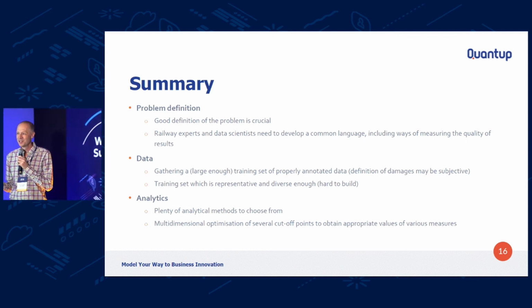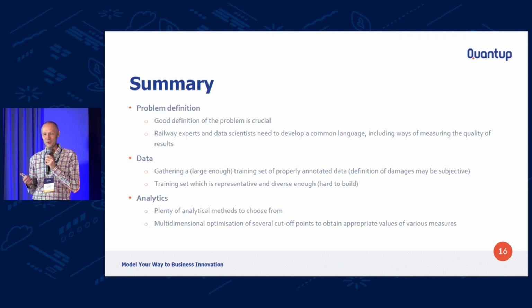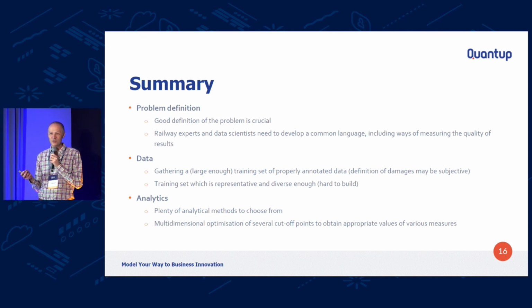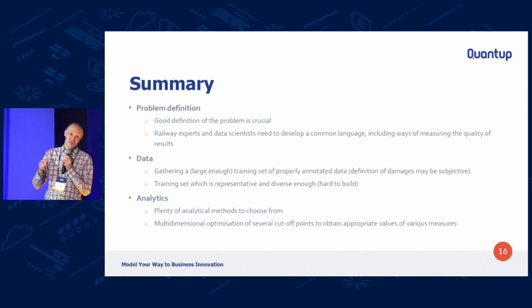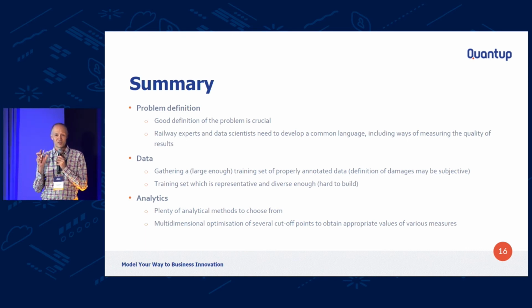Data scientists and railway experts needed to use the same language. So we needed to define what's damage and what's not damage, to define it in a way that algorithms could learn it. We needed to agree upon measurement of the results. From an analytical point of view, we would use a different approach than a track inspector would use. So this was very important, to agree how to measure the results.